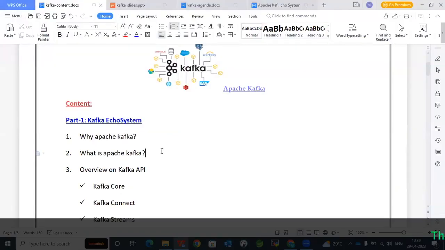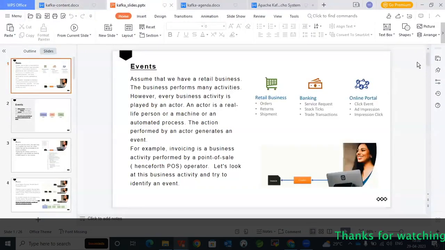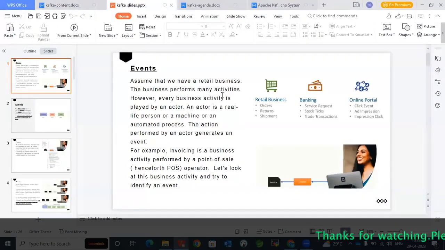Guys, now we are starting into our actual course. So let us see why Apache Kafka. I hope you are now able to see my screen, I believe?